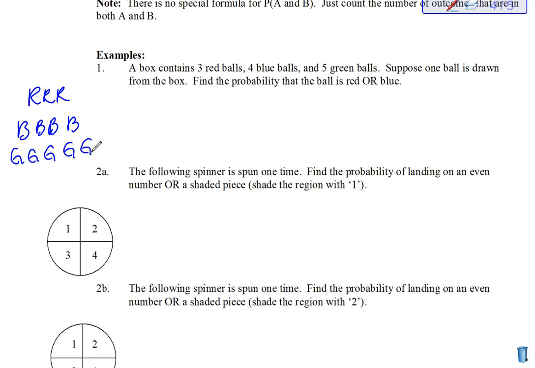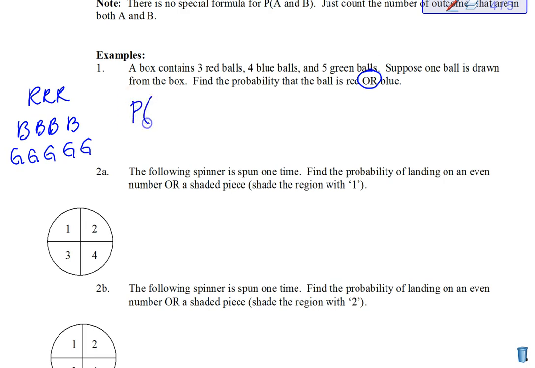First thing you need to think about is you see this word or, so you have to think about that special rule and if these events are mutually exclusive. Do they have any elements in common? Is there a ball that can be red and blue? No. So no elements in common. There's not a ball that's red and blue, so we don't have to subtract that out. So I'll show you what I mean by that.